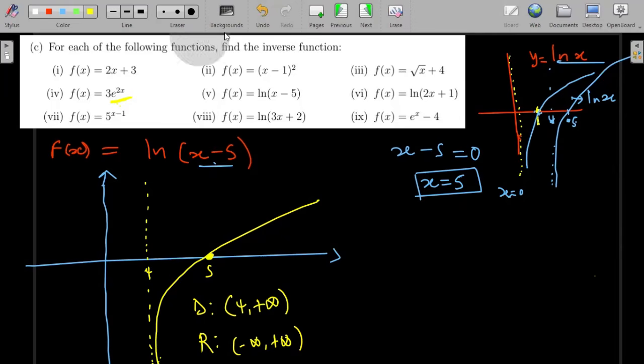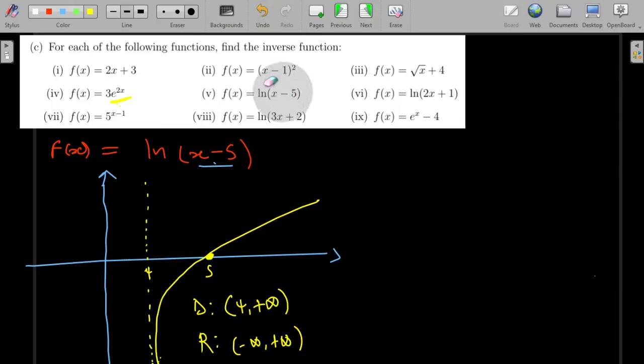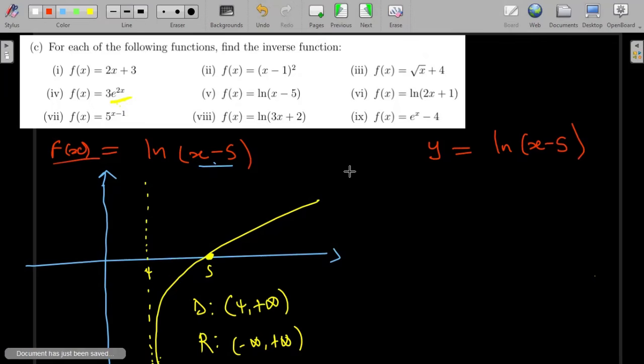So now let's find our inverse function. We set f of x to y, so y is equal to ln of x minus 5. How do we solve this? We introduce e to the power of something on both sides. So here I have e to the power y is equal to, and here I'll just remain with x minus 5. Now you'll be wondering what magic is happening. There's no magic happening.